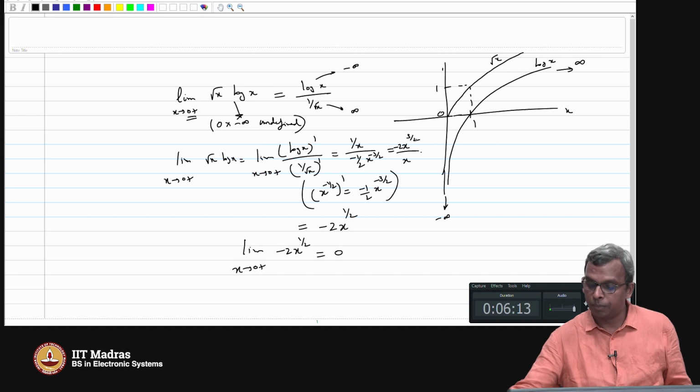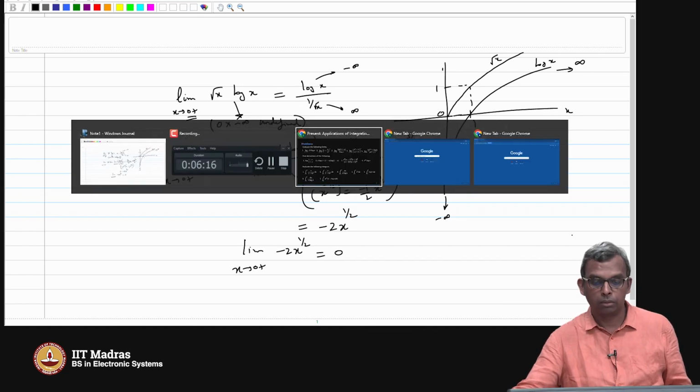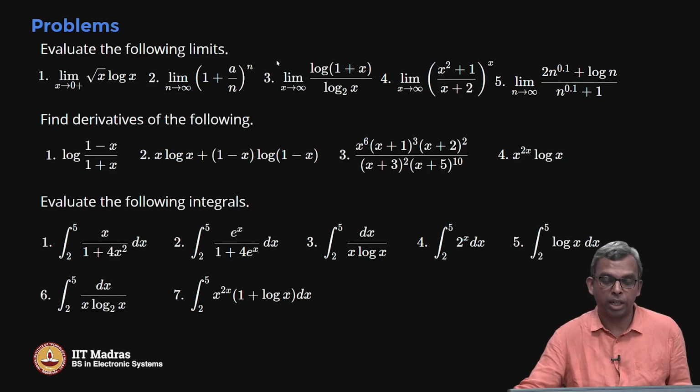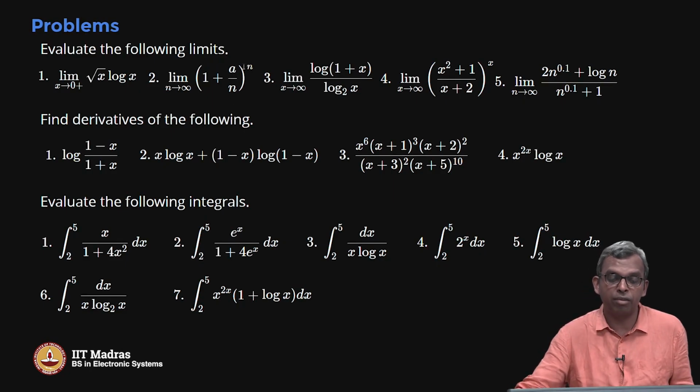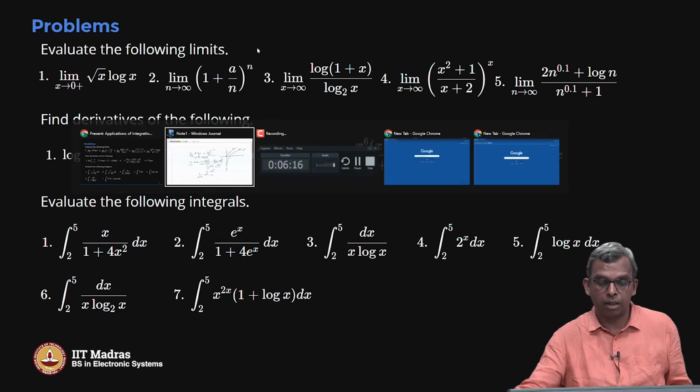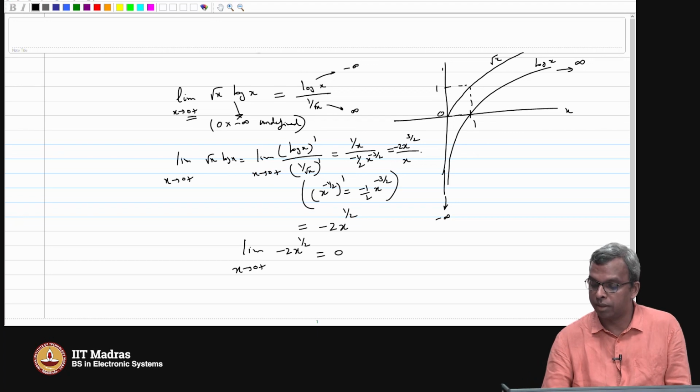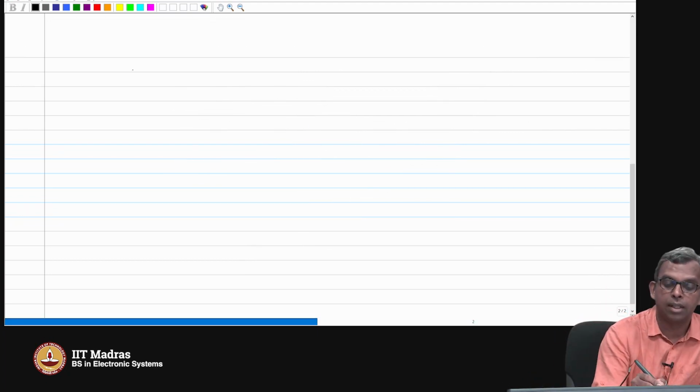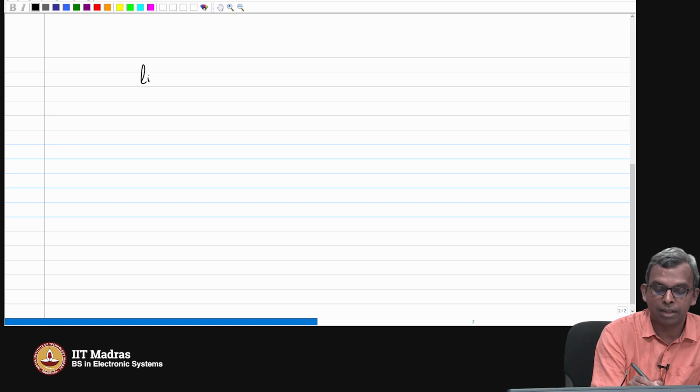The second problem, let me just get rid of this, sorry. The second problem is a very important and interesting and historically very relevant one. This limit, 1 plus a by n, power n, as n tending to infinity, is a very important limit, and in theory and also in history, there is a good reason for it. So let's try and evaluate it. So you're doing n tending to infinity of 1 plus a by n raised to the power n.